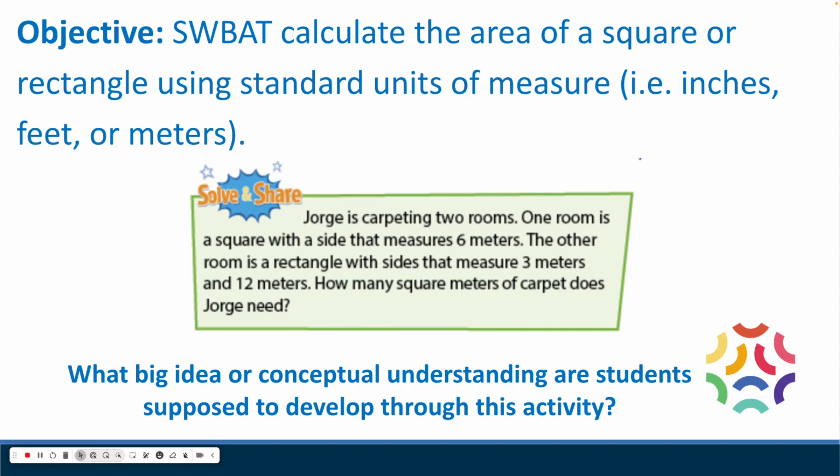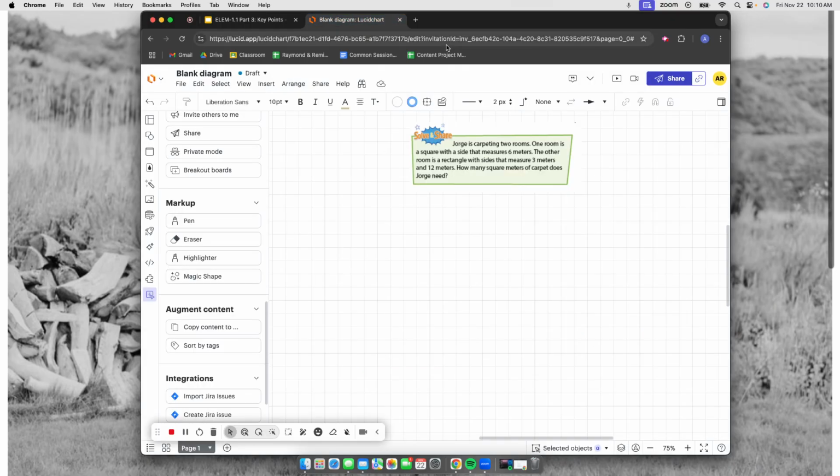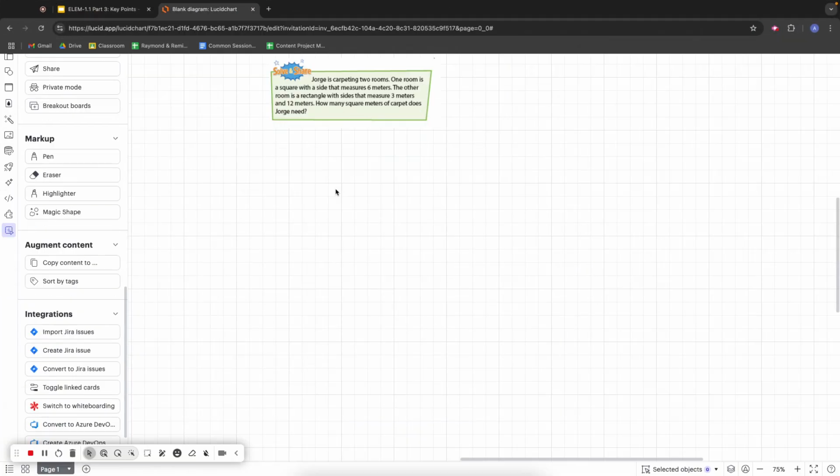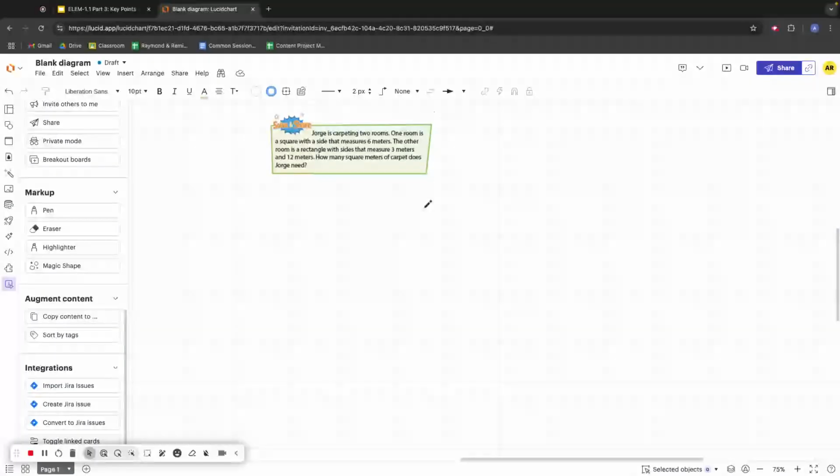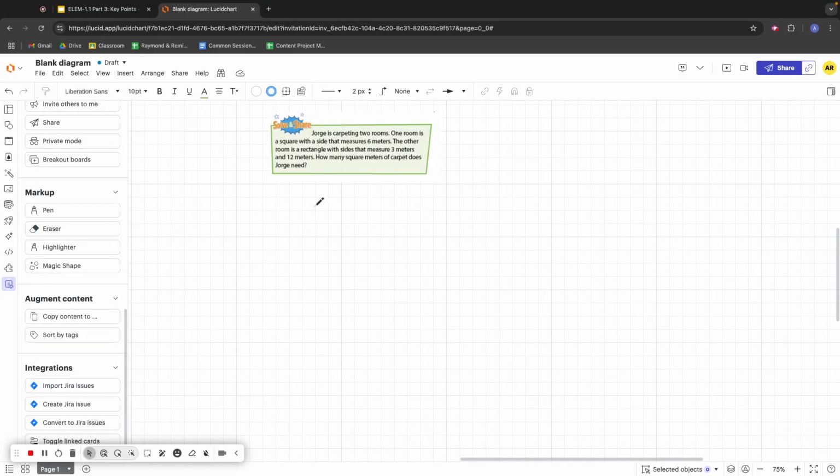I'm going to flip over to another screen to solve this problem and really hone in on what I want students to be doing as they are finding area of rectangles and squares. This is going to help me craft really effective how key points. So I'm going to just exit this screen and come over here. And you can see we have the same problem here. It says Jorge is carpeting 2 rooms. One room is a square with a side that measures 6 meters. The other room is a rectangle with sides that measure 3 meters and 12 meters. How many square meters of carpet does Jorge need?